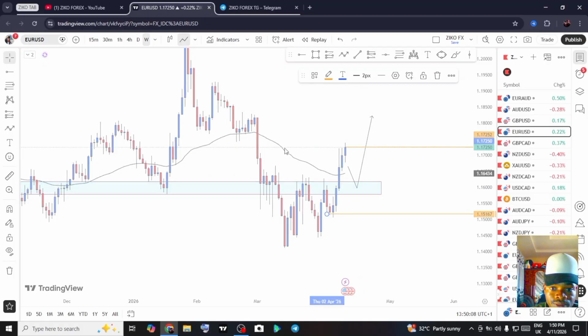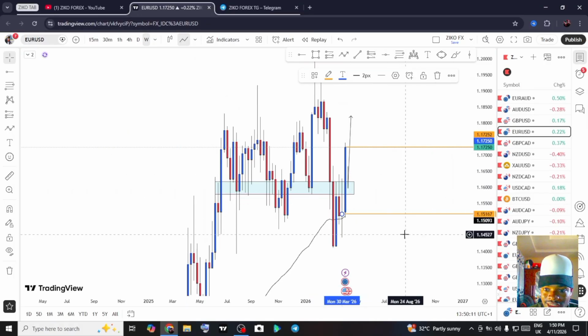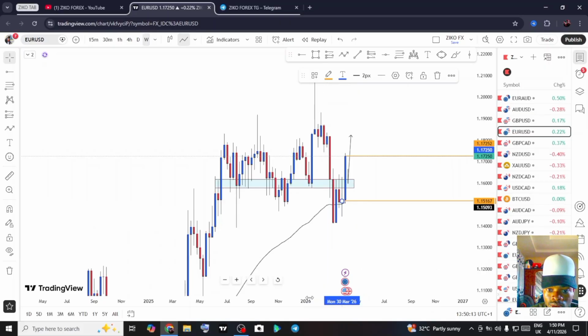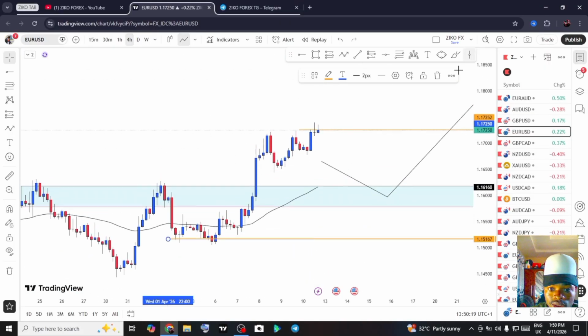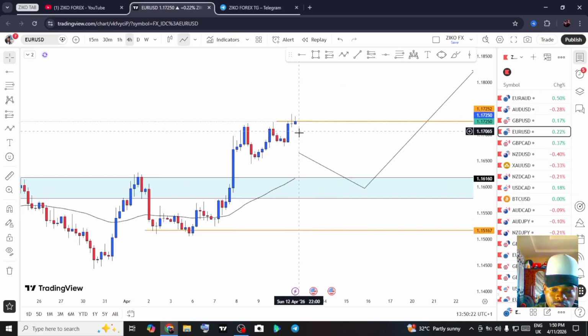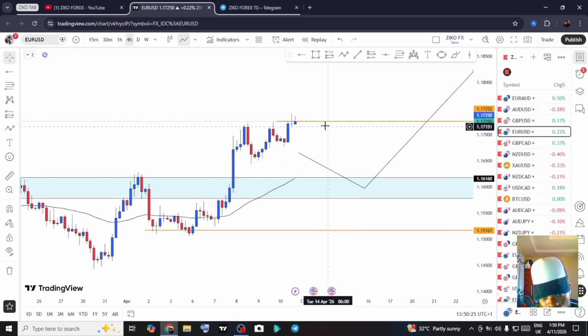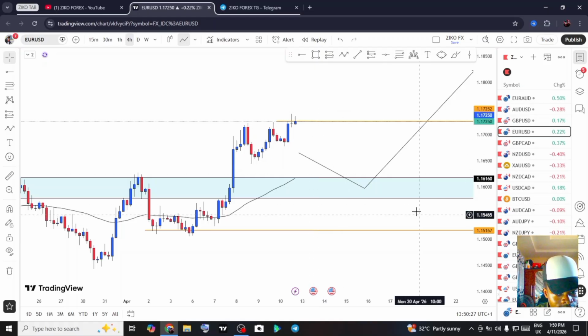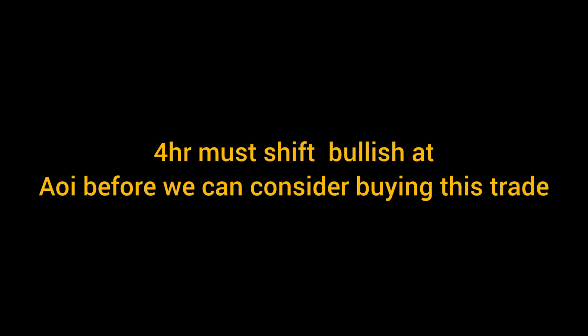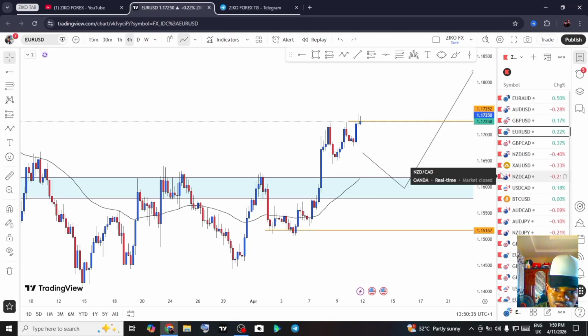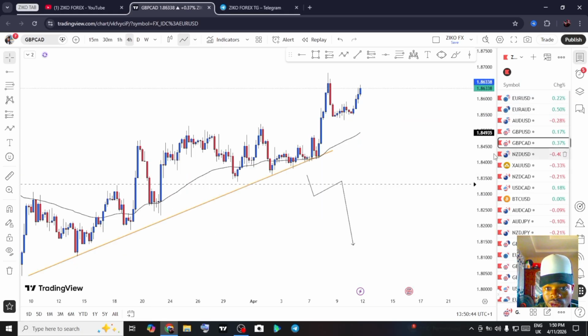Weekly time frame is technically still bearish. 4-hour time frame is actually still bullish, but we need that retracement back into the area of interest. So once the 4-hour time frame gets back into the area of interest, it's going to shift bearish. So until price gets back to the area of interest, we won't know what information the market gives us for us to be able to buy. But I like this market, but I don't think it's really going to happen this week. So I'll just keep it for this week.